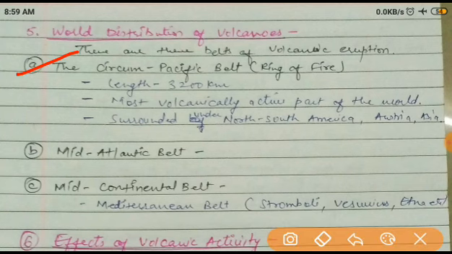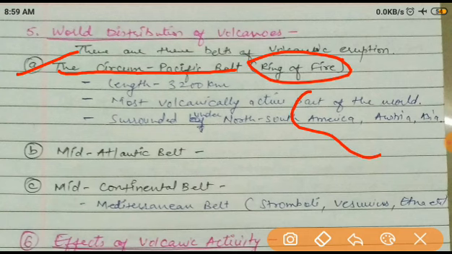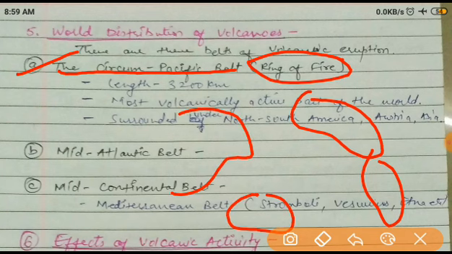First one is the circum-Pacific belt. Circum-Pacific is also called the ring of fire. I already explained to you. This is North America, this is South America, here is Asia, here is Australia. So this is the complete border of all these four continents.